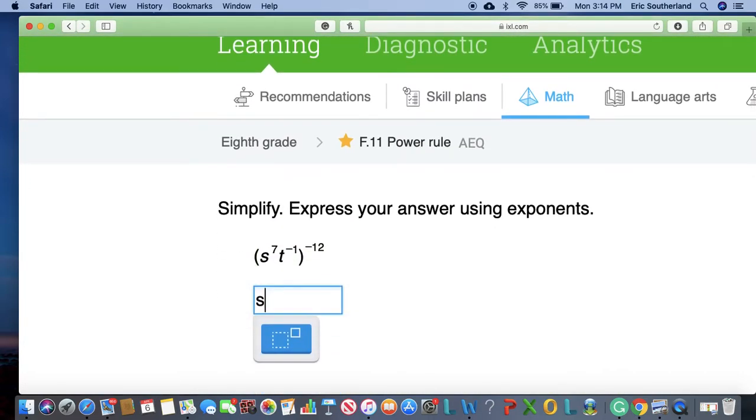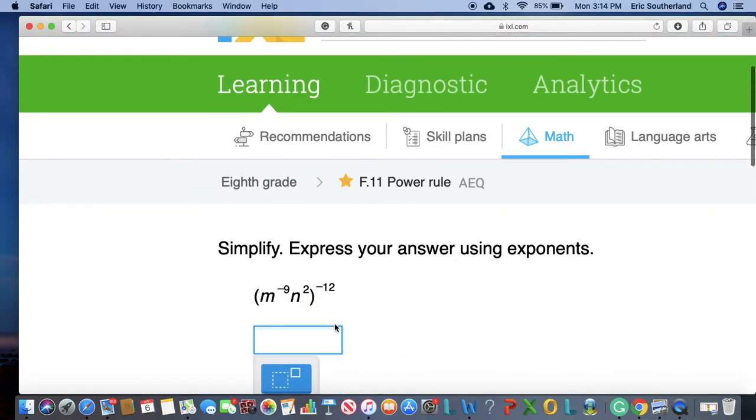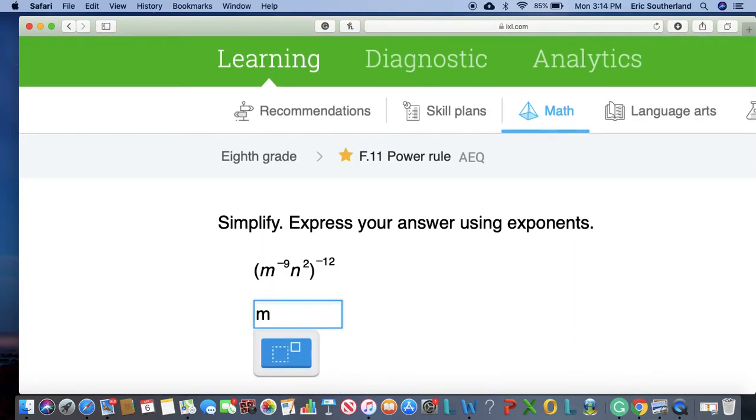S is the base, so 7 times negative 12 is negative 84. And then click beside it so that you'll go right back down to full size. T is the base. Negative 1 times negative 12 is positive 12. Again, you can use a calculator if you'd like. Here, M is the base. Negative 9 times negative 12 is going to be positive 108.